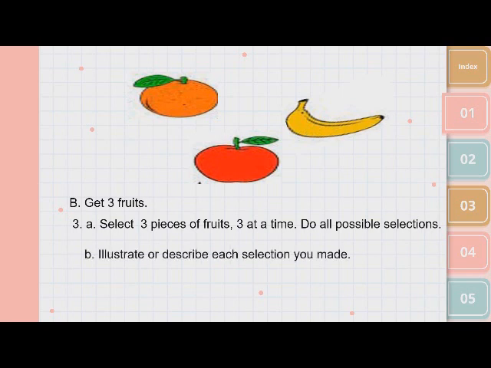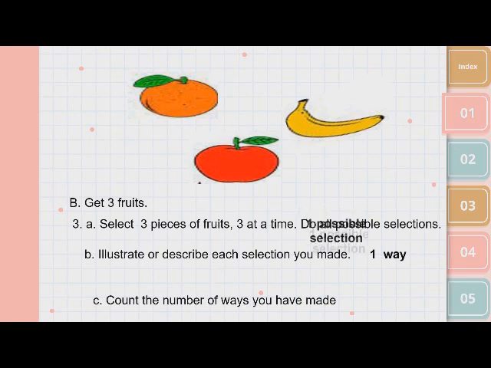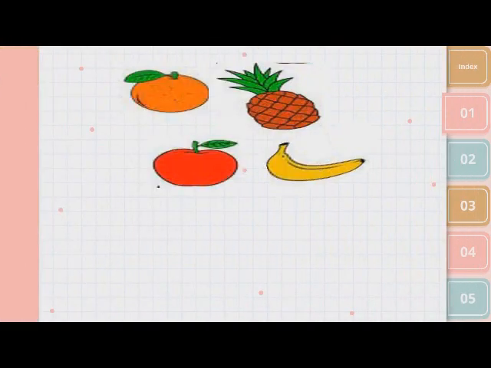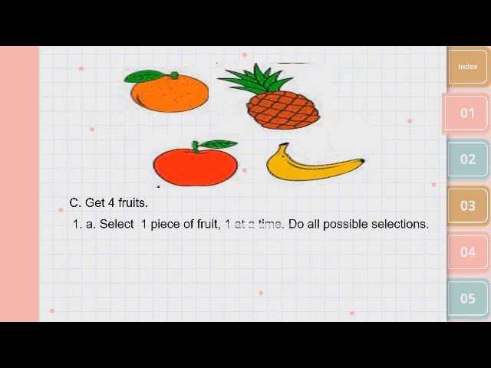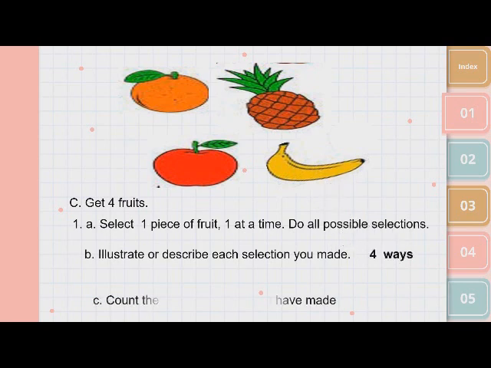So, how is it? Of course, you have one way, and that is one possible selection. Okay? So, easy. Let's proceed. How about four fruits, one at a time? Of course you are going to do it separately. We have the orange, the apple, banana, and pineapple. So therefore we have four ways. I hope you got it.